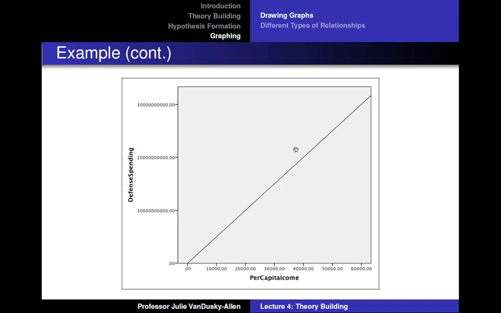The dependent variable, defense spending, is on the y-axis, and the independent variable, per capita income, is on the x-axis. Each axis is labeled with the appropriate numerical values, and since our hypothesis suggests that as per capita income increases, defense spending increases, we should draw a line with a positive slope on this graph to illustrate that as per capita income increases, defense spending increases.